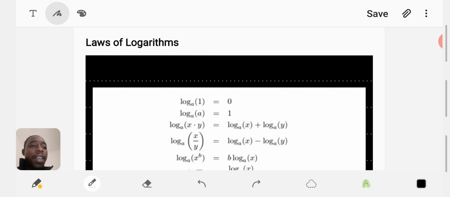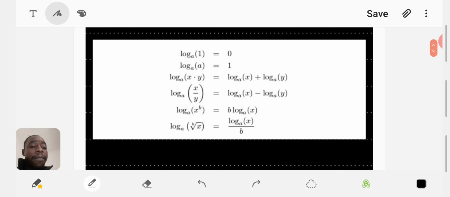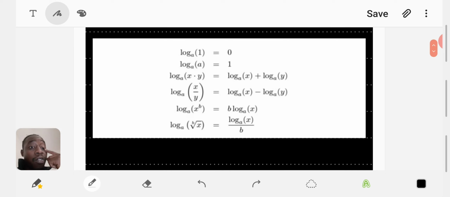Today we are starting a new topic, which is logarithms, and we are going to start with explaining the laws that govern logarithms. In this video, I will focus on the first four. As you can see, there are about six of them. So I'll focus on the first four, then in the second part of the video, I'll explain the last two.